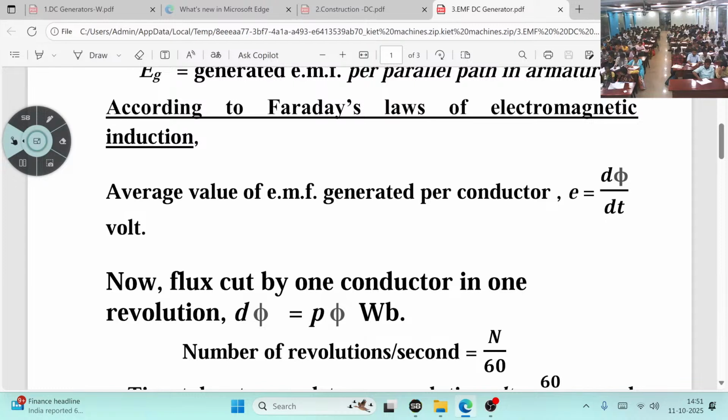So in one revolution, the flux cut by this one conductor is nothing but P phi. We require d phi and we require dt. E is equal to d phi by dt. So d phi is nothing but P phi, where the number of revolutions per conductor per second is how much? N by 60. Number of revolutions per second is nothing but N by 60.